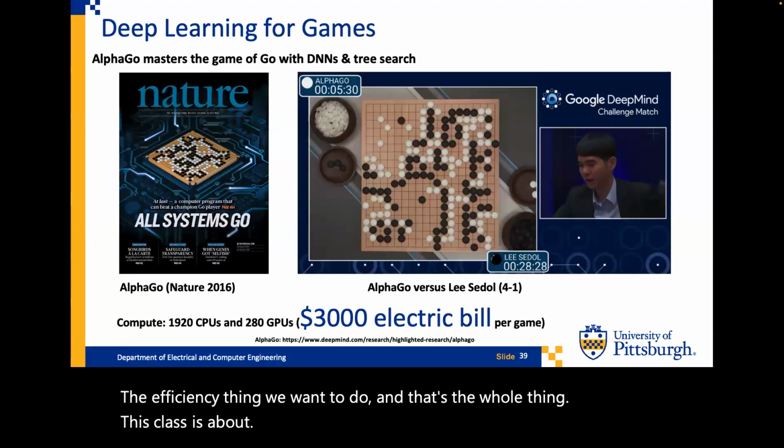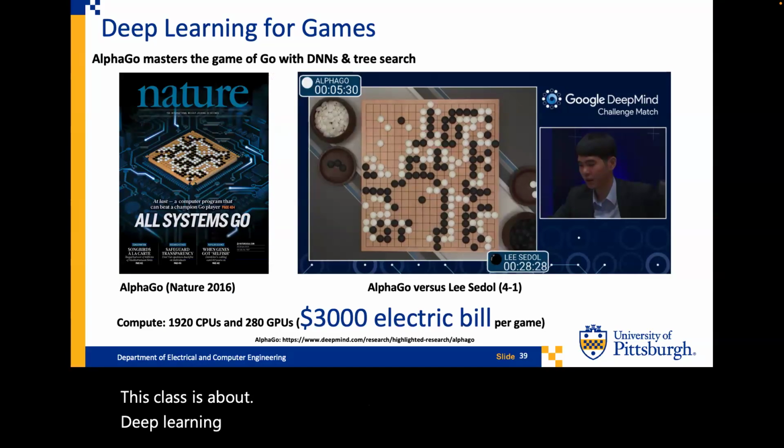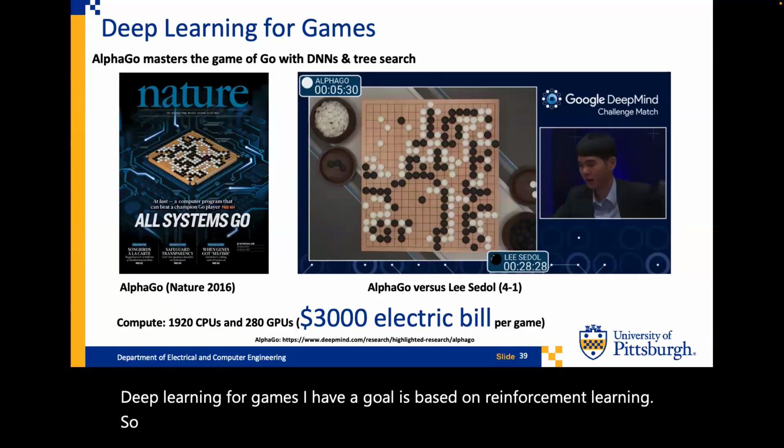Deep learning for games: AlphaGo is based on reinforcement learning. For each game, AlphaGo's electricity bill is about $3,000.